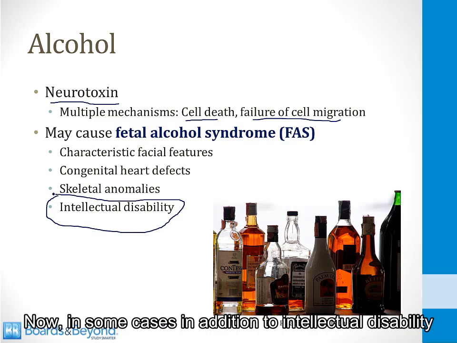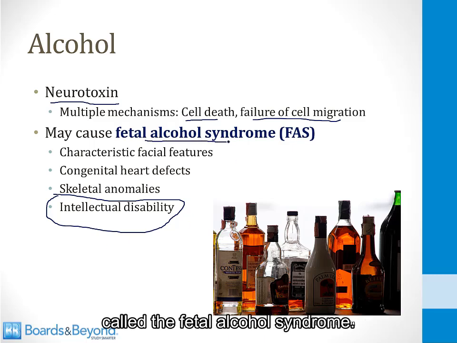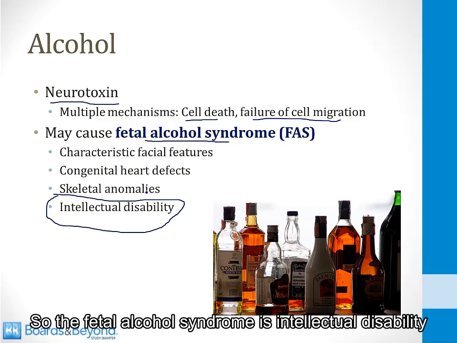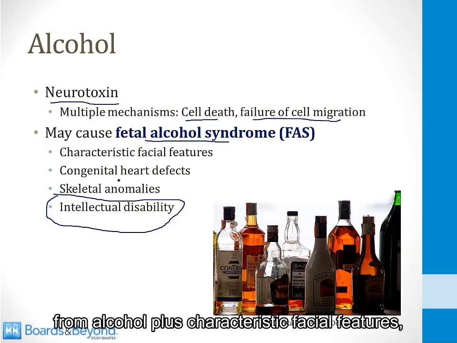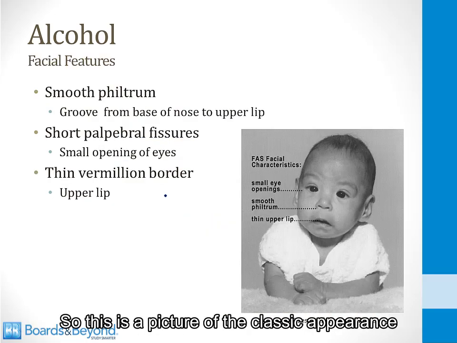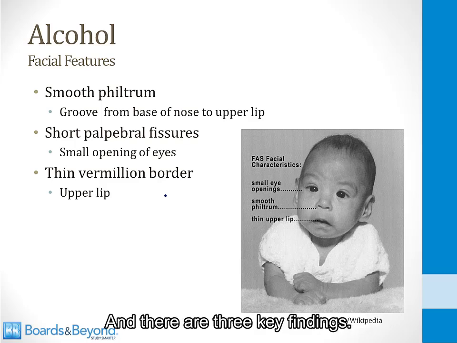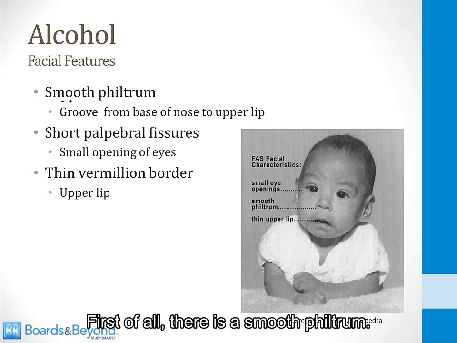Now, in some cases, in addition to intellectual disability, the baby is born with other features of a syndrome called fetal alcohol syndrome. So fetal alcohol syndrome is intellectual disability from alcohol plus characteristic facial features and congenital heart defects and skeletal anomalies. So this is a picture of the classic appearance of a baby with fetal alcohol syndrome, and there are three key findings. First of all, there is a smooth philtrum.